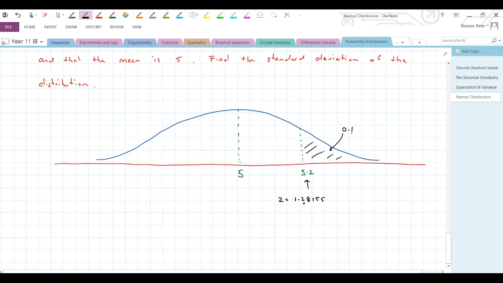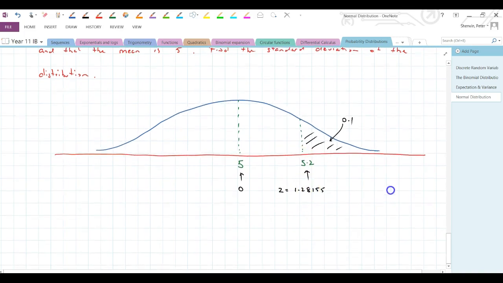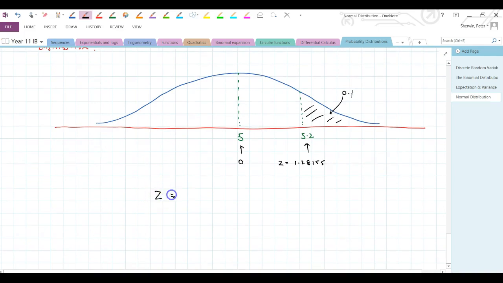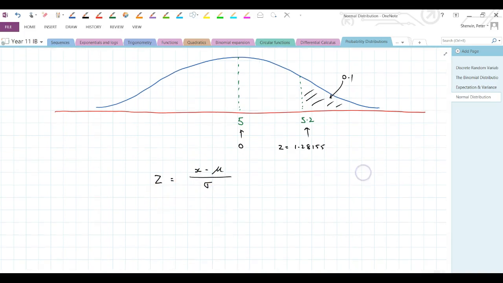I know that because if this were standardized to 0 and my standard deviation was 1, then this would be 1.28, slightly outside my standard deviation zone. So 5.2 has a z-score of 1.28155. How can I use that with my formula? My formula reads: z equals my score x, subtracting the mean, and dividing by the standard deviation. Now I know my z-score, I just found it out. So I used the area to get my z-score for my standardized normal distribution.